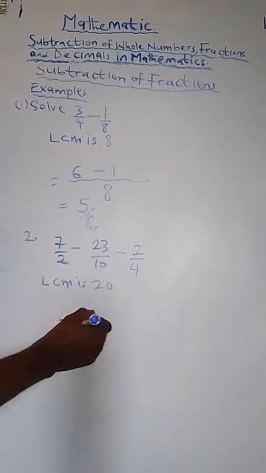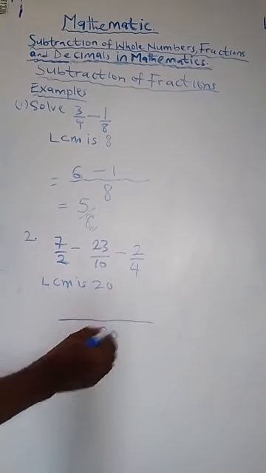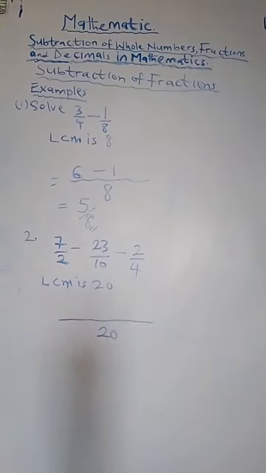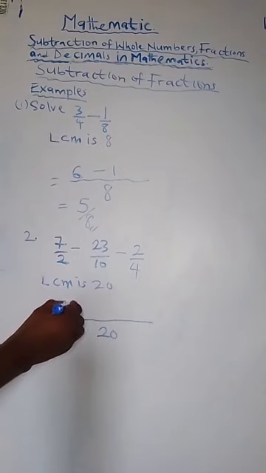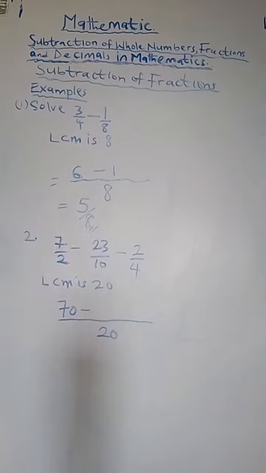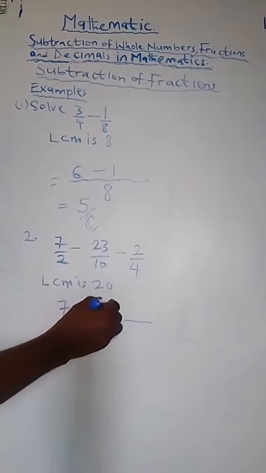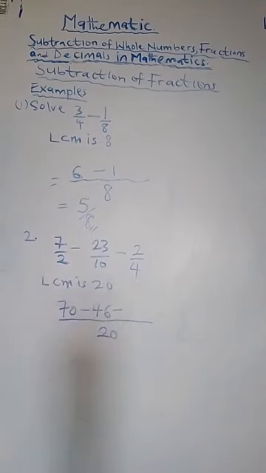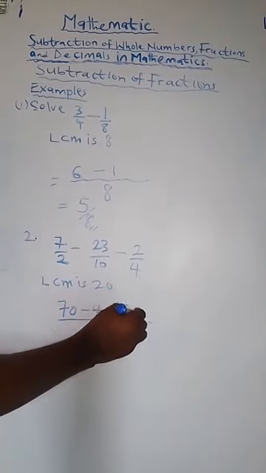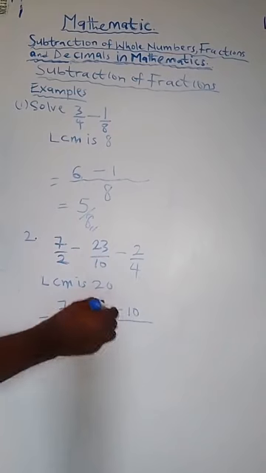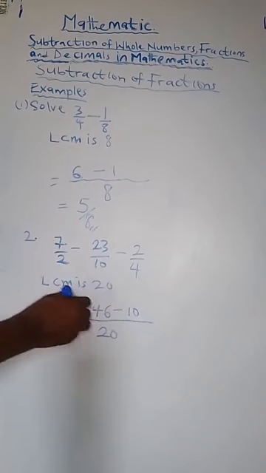Then you draw your line. Place your LCM here. 2 in 20, 10. 10 times 7, you have 70. Minus 10 in 20, 2. 2 times 23, that is 46. You place your minus. 4 in 20, 5. 5 times 2, 10. So the next thing to do is to subtract all these numbers, 10 and 46, from 70.